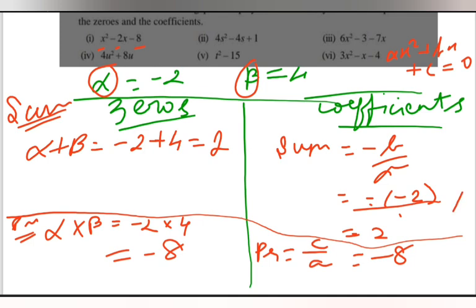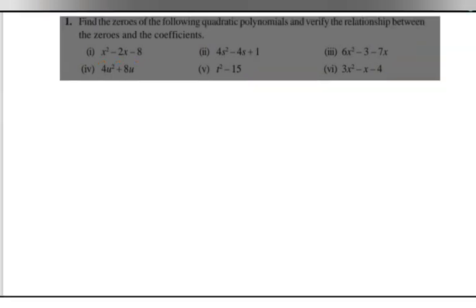So we can write that there is a relation between zeros and the coefficients. We can end with that. That's it. Let's go with the second subdivision: 4s square minus 4s plus 1.